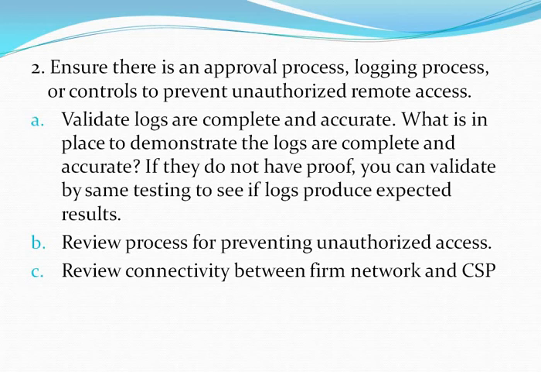Then the next thing will be a review process for preventing unauthorized access. How are you going to review unauthorized access in the cloud? Ensure that you have that process. Then the next thing, you need to review connectivity between your company network and the cloud provider network. How is the connectivity happening? Is it a VPN or some other network? You need to check that.